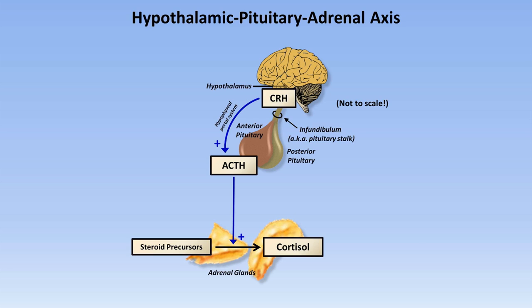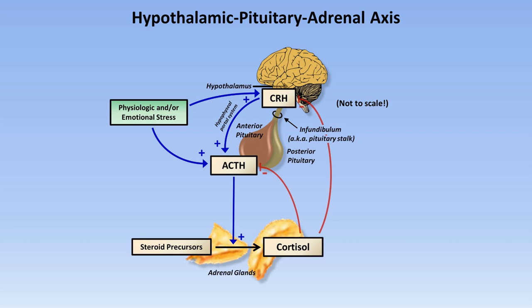The primary stimulus for the HPA axis is either physiologic or even emotional stress, which directly increases both CRH and ACTH independently. And there is a critical feedback mechanism by which circulating cortisol inhibits both CRH and ACTH release also independently.